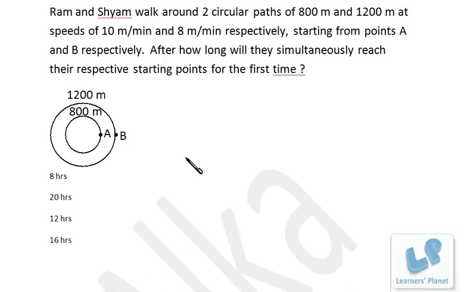See, this guy A, he's running around this 800 meter circle, right? And the speed is 10 meter per minute, right? That means to cover 800 meter, he'll be taking 80 minutes. That means after every 80 minutes, he'll be coming to the starting position. Now the second person, the circle is 1200 meter length, and he is walking at 8 meter per minute. That means he'll be taking 150 minutes, 1200 divided by 8. That means B will be coming to this position after every 150 minutes, and A will be coming to this position after every 80 minutes.